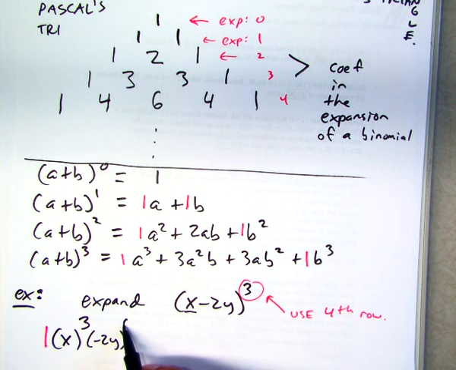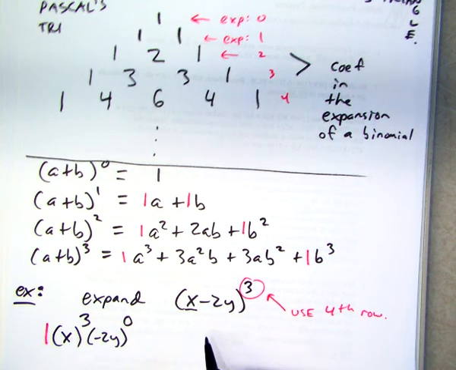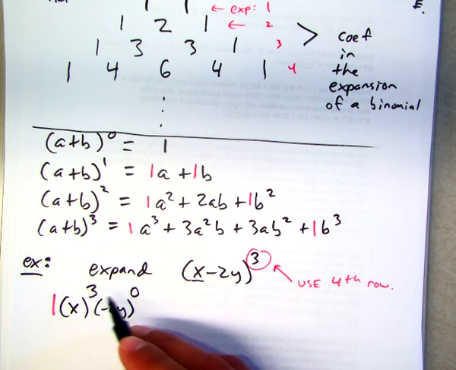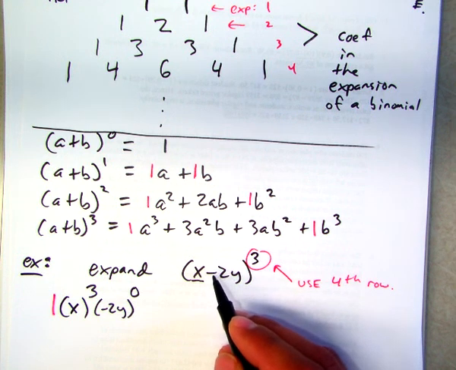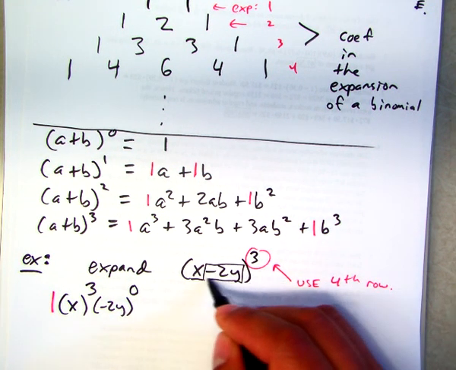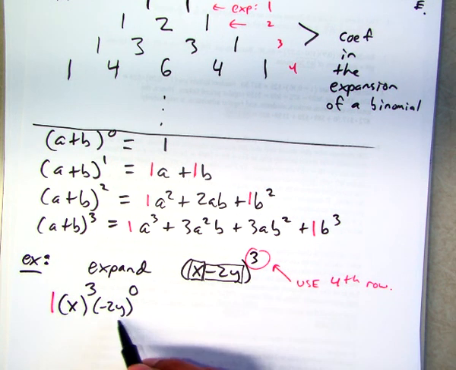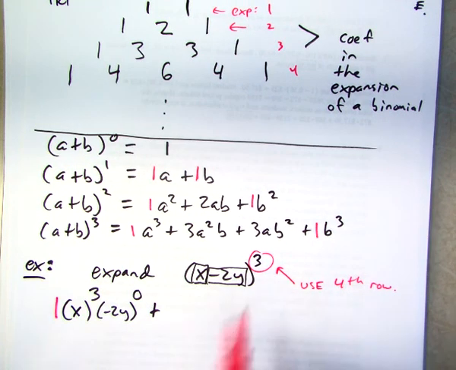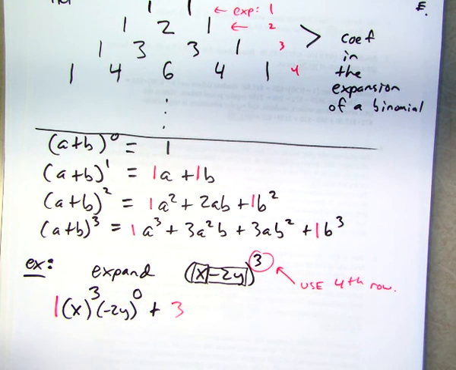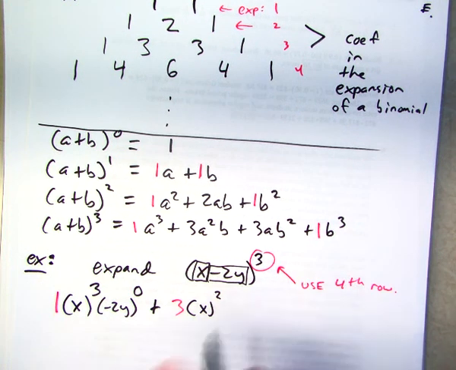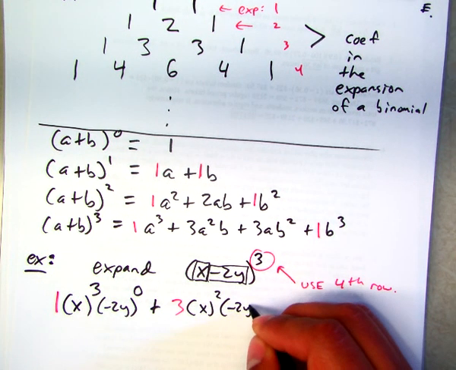To the 0 power. It always starts, the first letter or the first variable starts out to the highest exponent. The second term, which is negative 2y, is to the 0. And then now we just follow the pattern of the triangle. What's the next number? 3. And now I just decrease the exponent of x and increase the exponent of negative 2y.